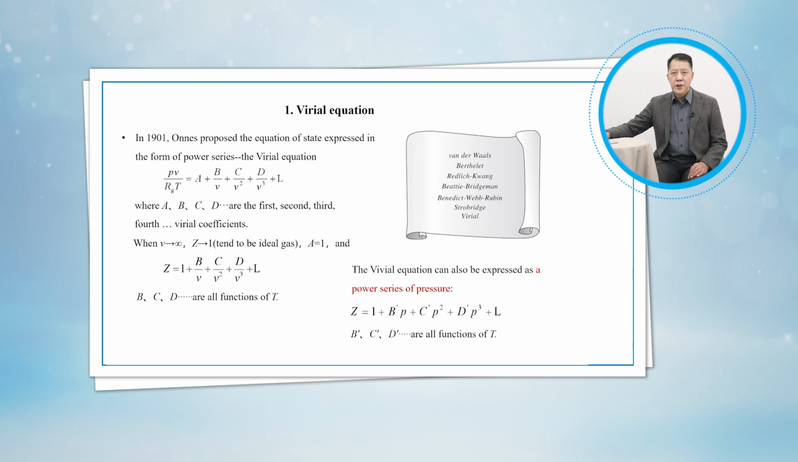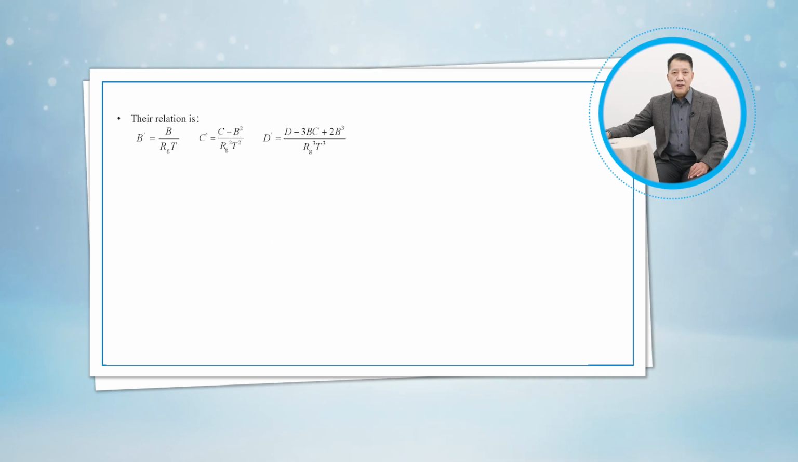The virial equation can also be expressed as a power series of pressure. The relation between the coefficients is: The second one is the Beattie-Bridgeman equation of state.